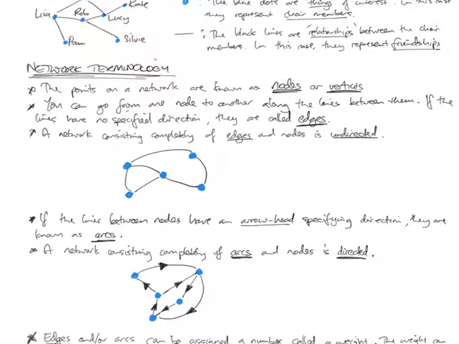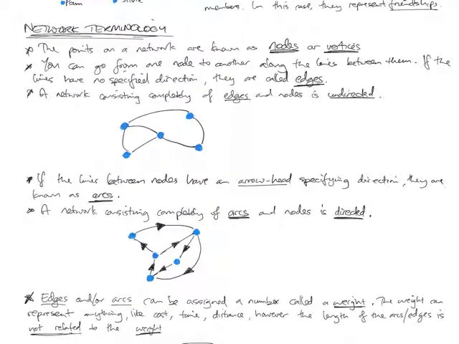So, network terminology. We've got a bunch of terminology because it's a new topic. We've got a bunch of words and terms to get through so that you can speak at the right level for this. So the points of a network are known as nodes or vertices. You're able to go from one node to another along the lines between them. If the lines have no specified direction, they're called edges. A network consisting completely of edges and nodes is undirected.